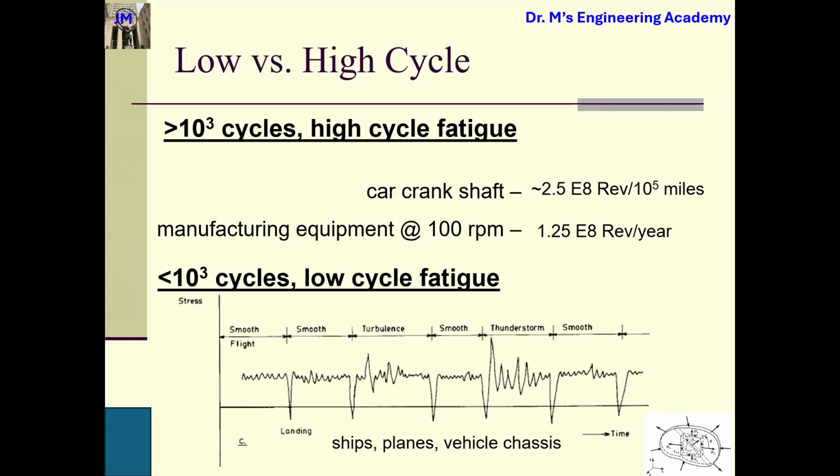So there are two categories. One is called low cycle, one is called high cycle. Low cycle means the number of cycles is lower than 10 power 3, 1,000 cycles. So 1,000 cycles is a magic number. If the number of cycles is greater than 10 power 3, we call it high cycle failure.